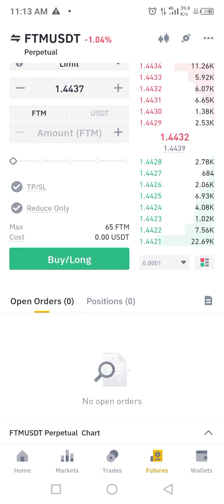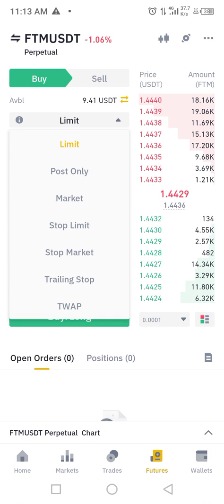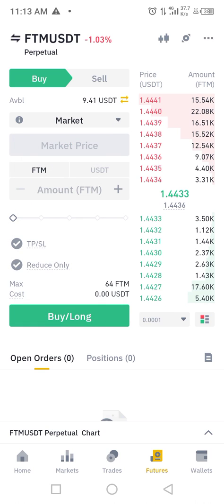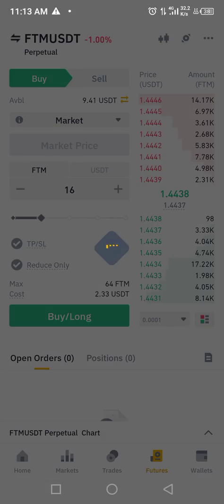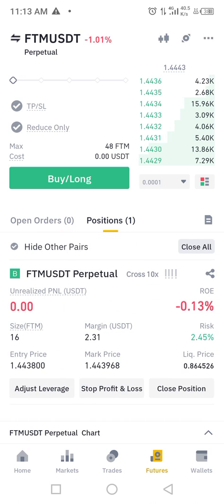But if you say this is within the entry point we have given you, you can easily change this to market order and click on buy. Maybe using 25% of your deposit, click on buy. Look, you have already bought. This is your position.